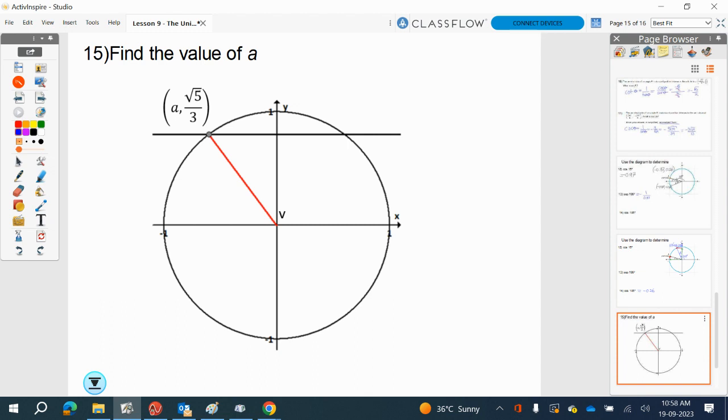So what we're looking at here is very simple.